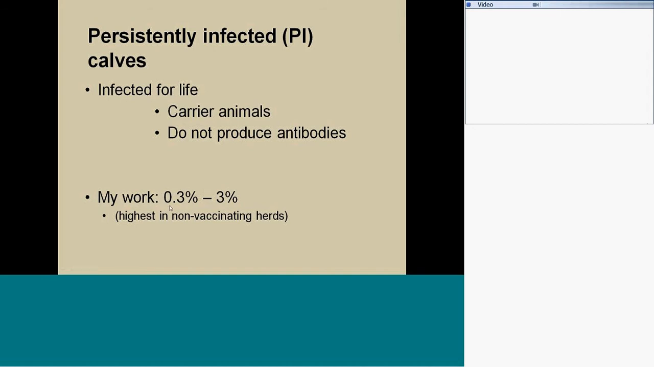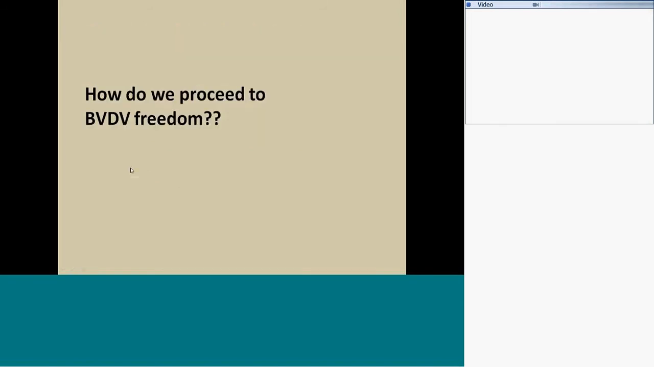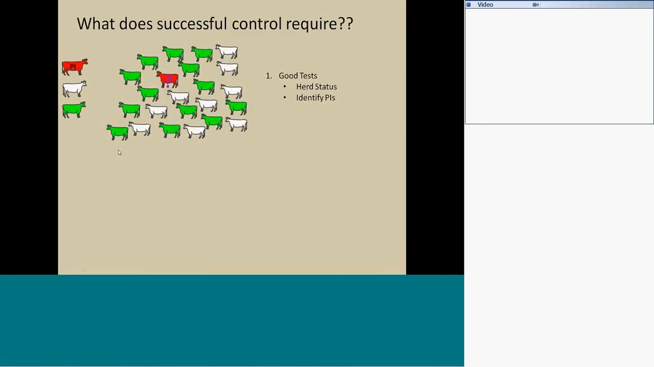And so the other thing to emphasize here is that it's unusual for you to be able to eradicate BVD by just using vaccines alone. The vaccines help a lot, but we have to find these PI animals, we have to cull them out of the herd, and then we can get the herd to a BVD-free status. So, how do we proceed to BVD freedom?